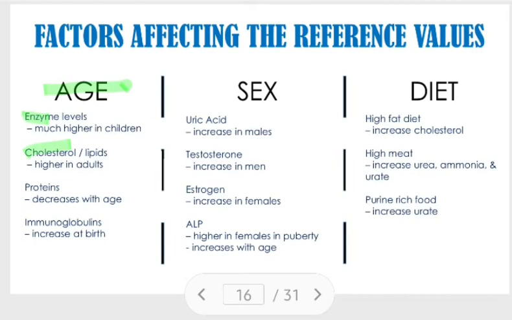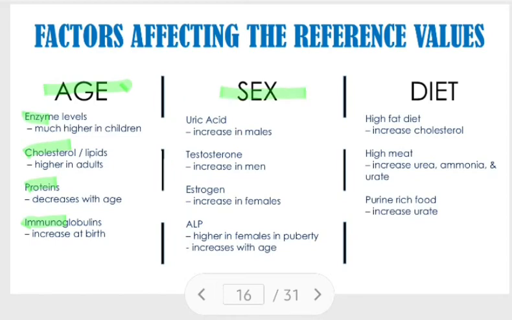Next, we have cholesterol and lipids. Cholesterol and lipids are much higher in adults compared to children. Next, we have proteins. The levels of proteins decrease with age. It is because of the shift in diet or a less active lifestyle. Next, we have immunoglobulin or antibodies. It increases at birth.